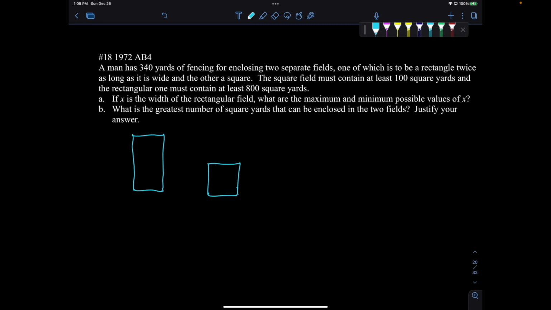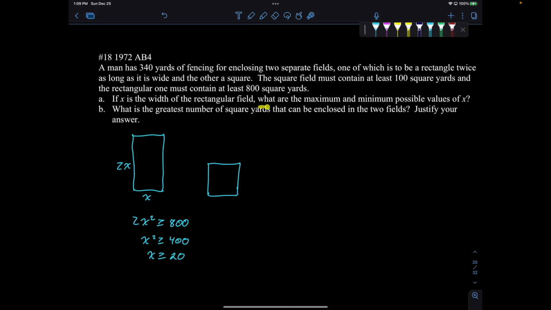If x is the width of the rectangular field, this is x. And then if this is x and it's supposed to be twice as long as it is wide, this has to be 2x. So you kind of want to start with a picture, I think. And then we're told that the area of this must be at least 800 yards. So that means that 2x squared is greater than or equal to 800, which means x squared is greater than or equal to 400, which means x is greater than or equal to 20. Okay.